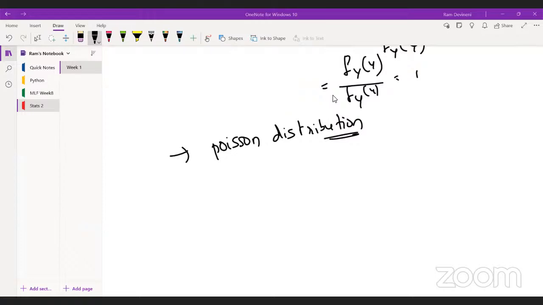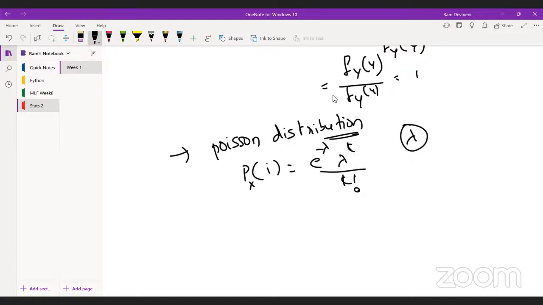Okay. Let's discuss this Poisson distribution first. Poisson distribution for X, it's going to have some parameter, lambda. If we have the parameter lambda, then the probability for X equals k is equal to e power minus lambda into lambda power k by k factorial.